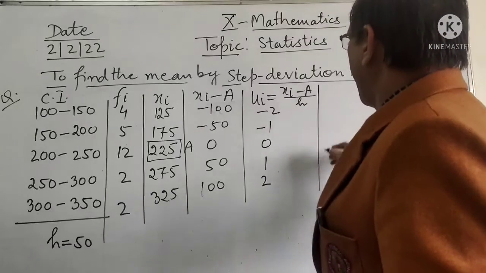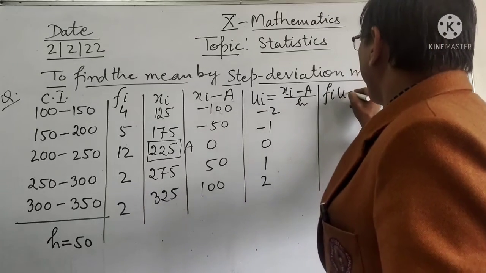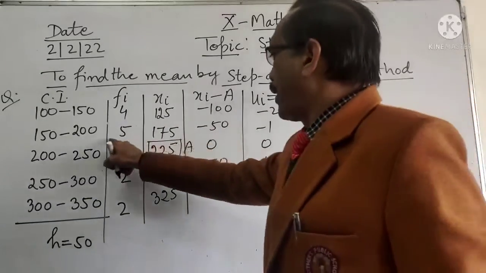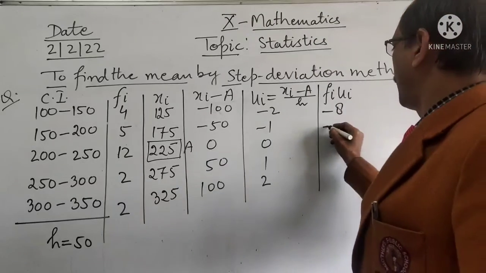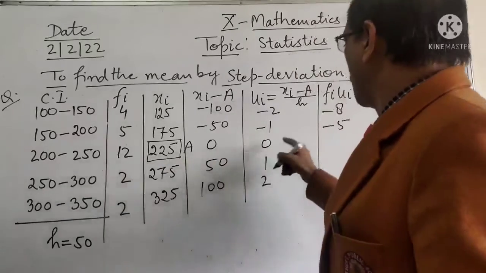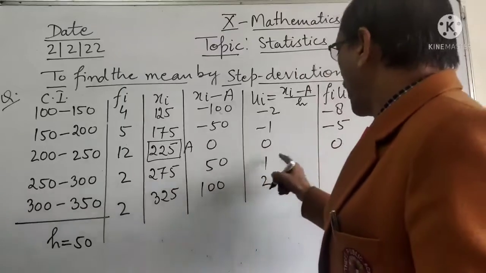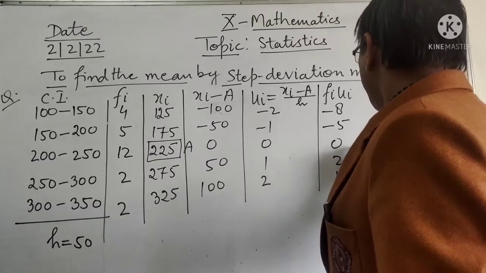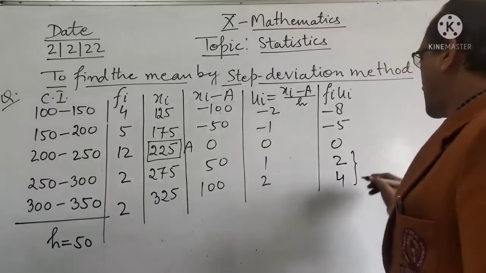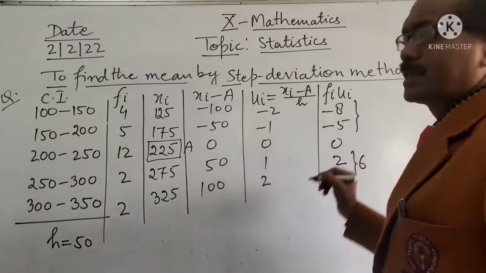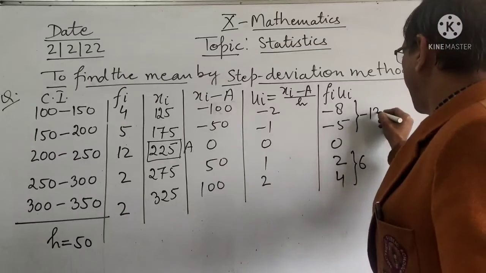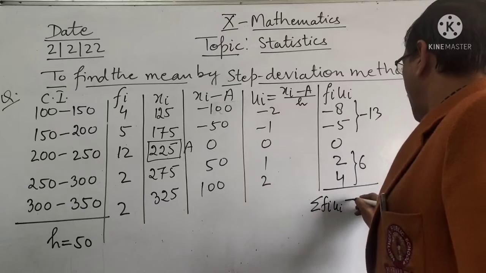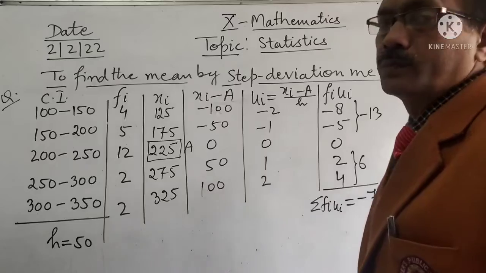Now we will find fi ui. It is minus 8, 5 into minus 1 is minus 5, 12 into 0 is 0, 2 into 1 is 2 and 2 into 2 is 4. Then the addition of the plus numbers is 6 and the addition of the minus numbers is minus 13. And sigma fi ui is minus 7.